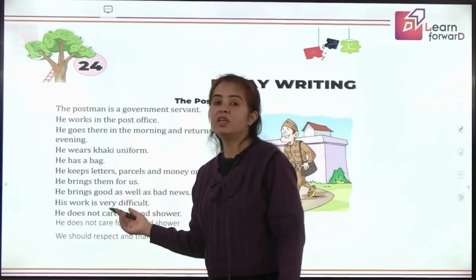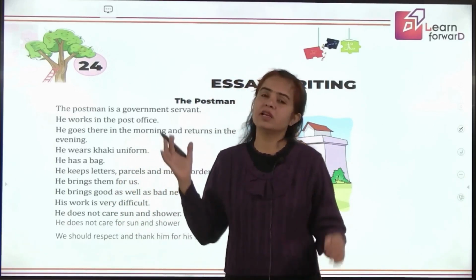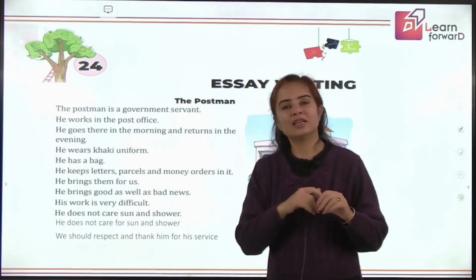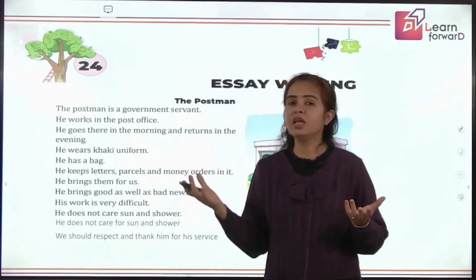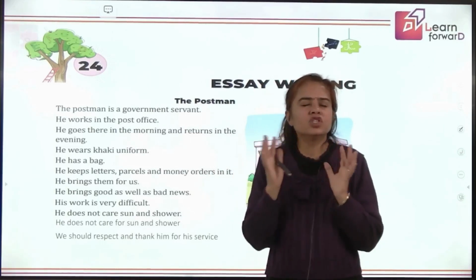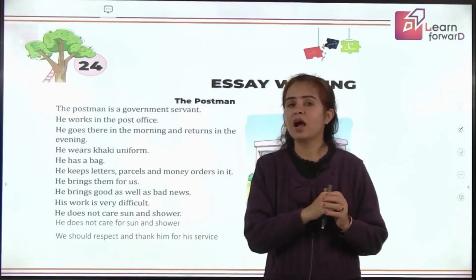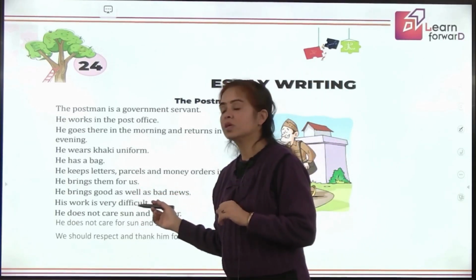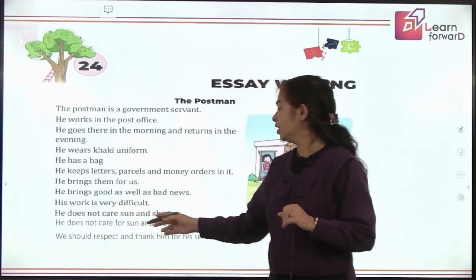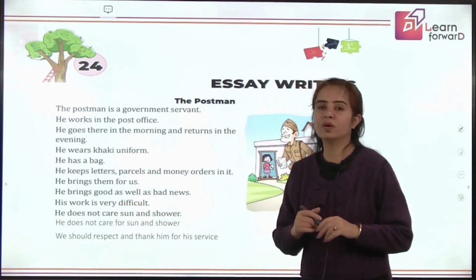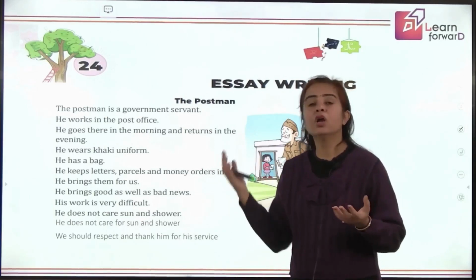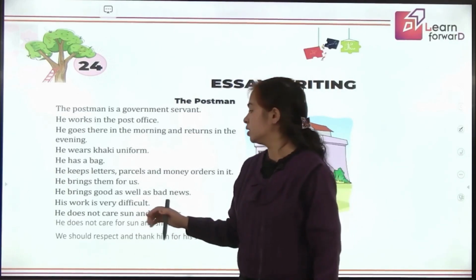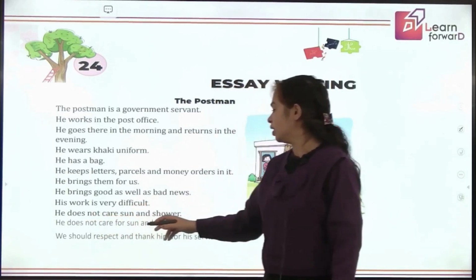His work is very difficult because even if it's very hot outside, we are sitting relaxed in our rooms. He is going door to door to give those letters and parcels to the people. If it is raining hard, still he is coming there. If it's a chill weather outside, still he is bringing our posts to us. So he works very hard and his work is very difficult. He does not care for sun and shower. That means whether it's very hot or it's raining outside or it's extremely chill outside, he does not care. He does not bother about that. He does not care for sun and shower.